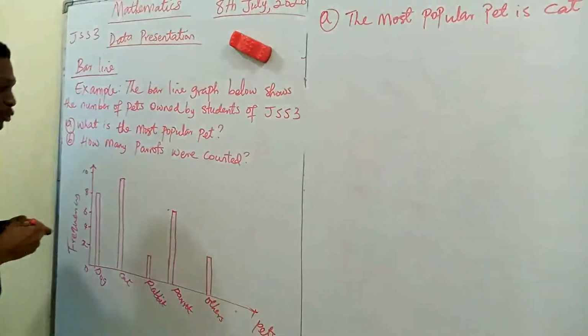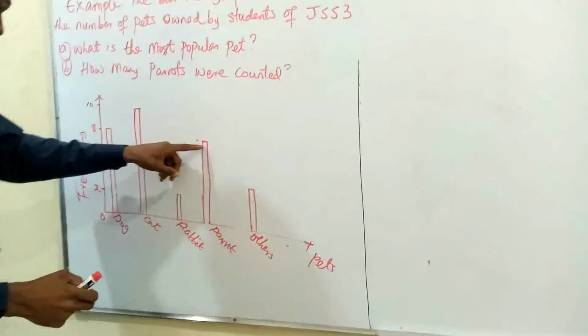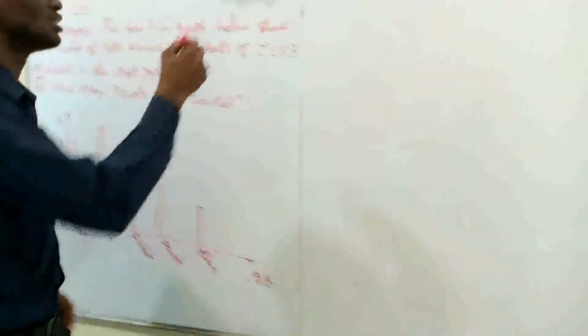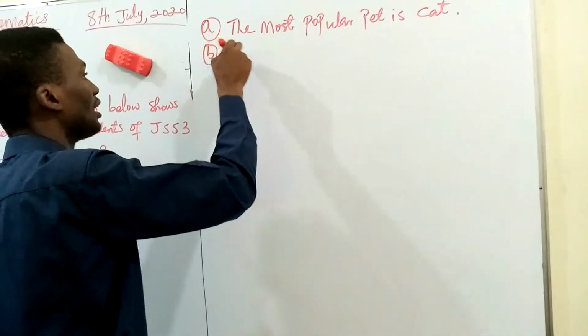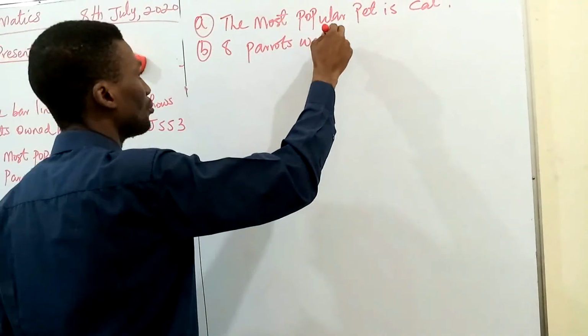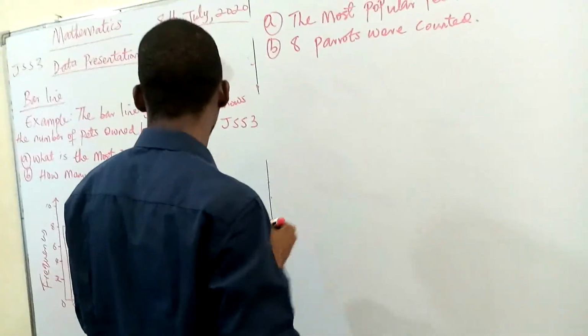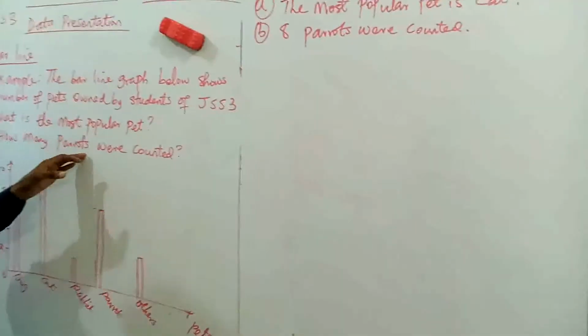But then how many parrots were counted? We say 8, because our bars correspond to 8. So we say 8 parrots were counted. There are a few questions we have to answer under bar line graph.